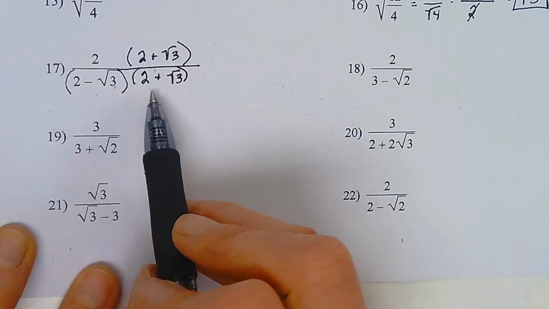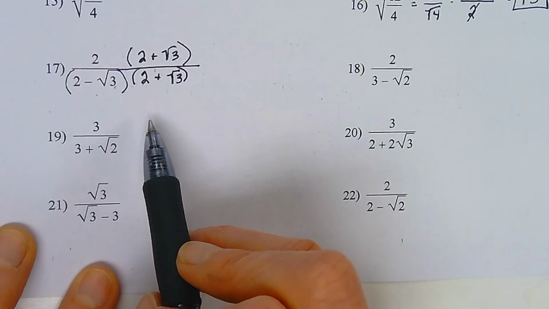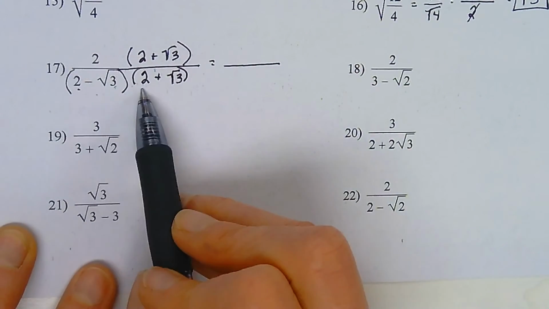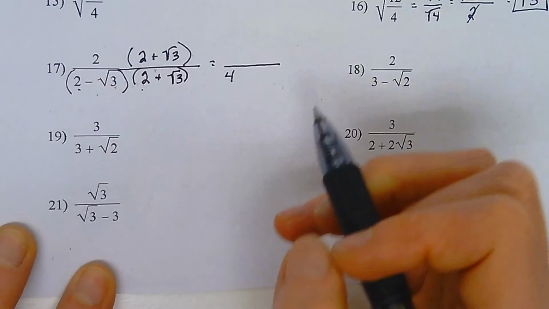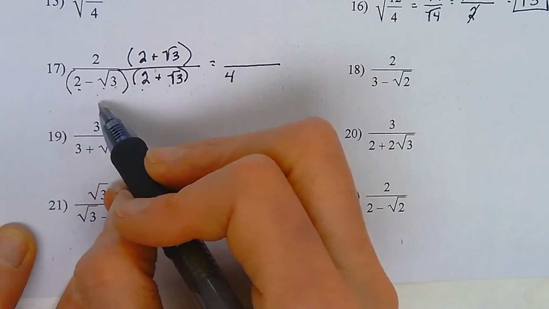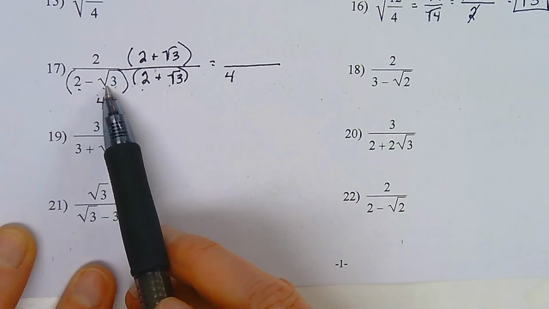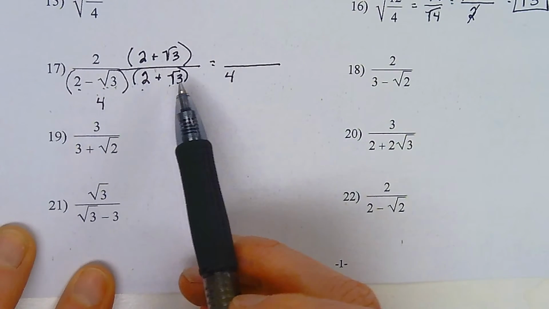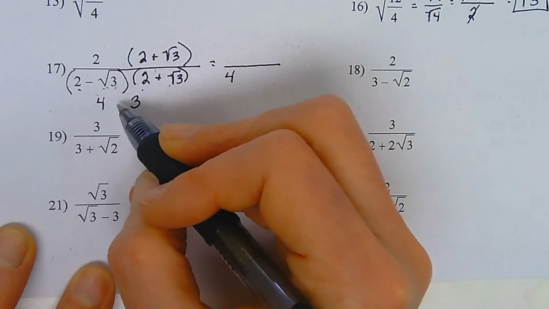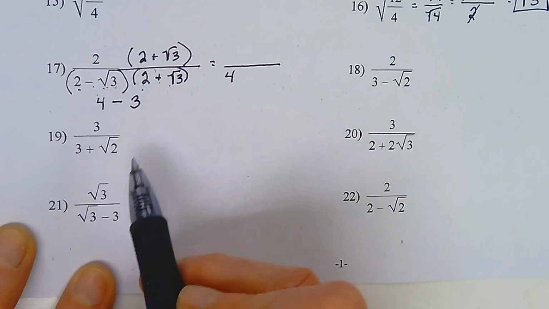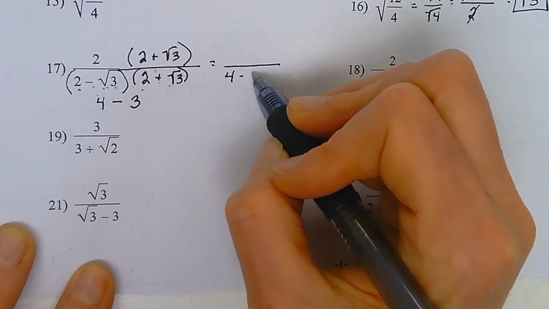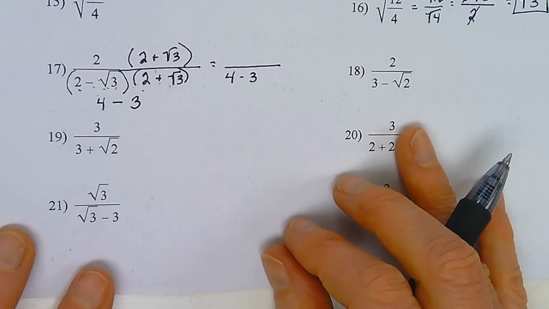When multiplying binomials by their conjugate, the middle terms drop out. So what we are left with is the first 2 terms multiplied together and the last 2 terms multiplied together. So 2 times 2 is 4. And then the negative rad 3 times a positive rad 3. Well, rad 3 times rad 3 is 3. And we have a minus because we have a minus times a plus. And we're not even going to worry about the middle terms here. We're not going to use the entire FOIL. So 4 minus 3 is in the denominator.